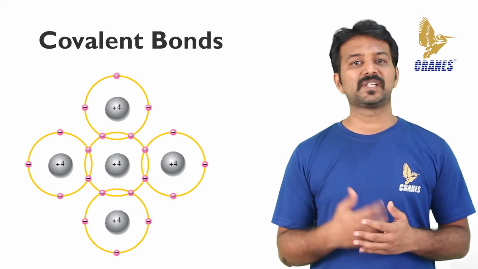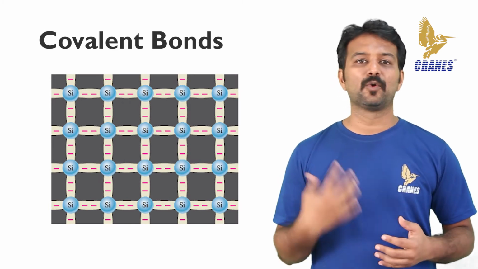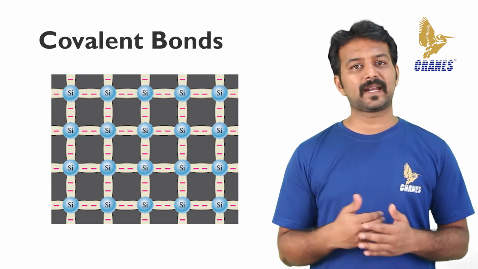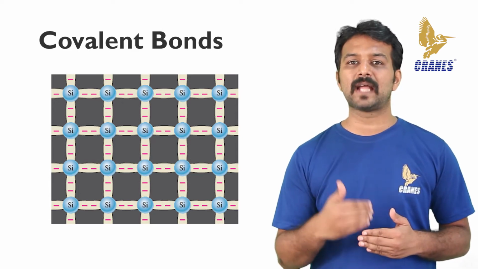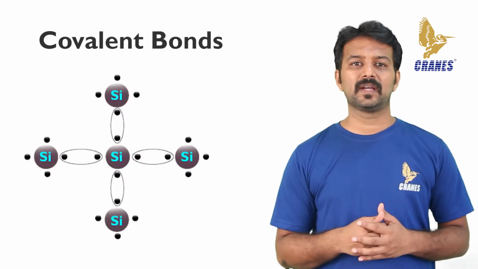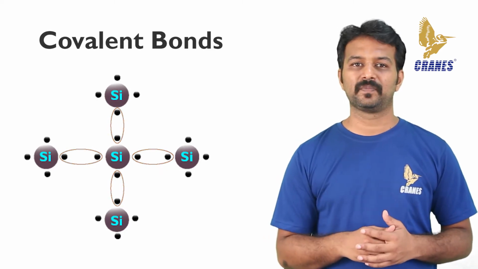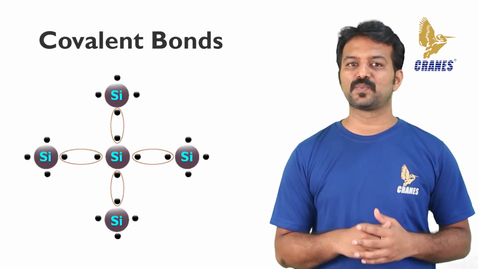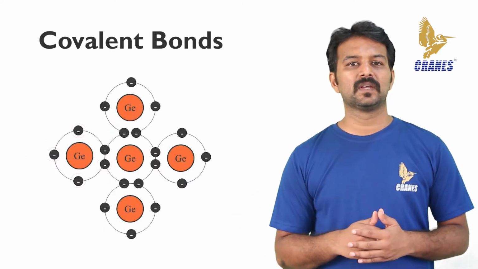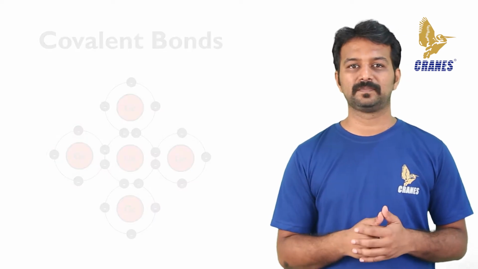Also, this sharing of valence electrons produces a strong covalent bond that holds the atoms together. Each valence electron is attracted equally by the 2 adjacent atoms which share it. Covalent bonding in an intrinsic silicon crystal is as shown in the figure. An intrinsic crystal is one that has no impurities. Covalent bonding for germanium is similar because it also has 4 valence electrons.